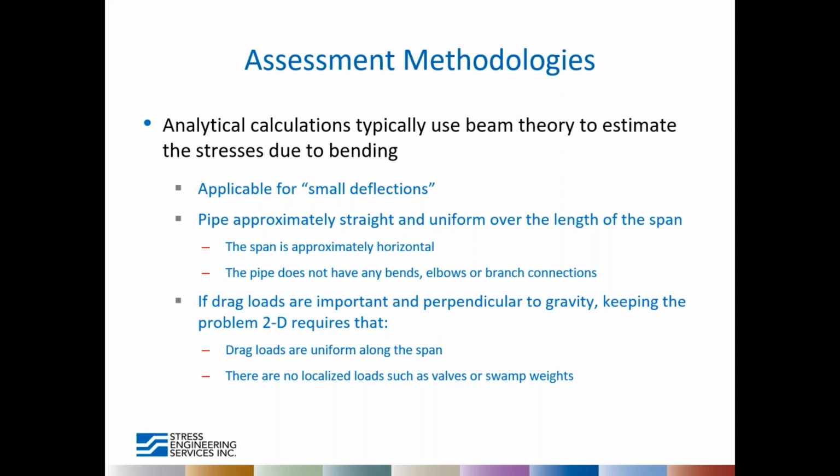Basically what we're assuming is that the pipes are straight and uniform over the length of the span. So we're assuming that the pipe is approximately horizontal and that it doesn't have any bends or branches or anything like that in the area of the span, including into the soil on either side for some distance away. If drag loads are important, then you've got gravity and buoyancy acting in a vertical plane, and the drag loads are happening in a horizontal plane, so it's perpendicular to the gravity loads. If the drag loads are uniform along the span and the weight of the pipe is also uniform along the span, then combining the two still gives you a 2D problem. It just gives it in a direction that's not quite vertical.